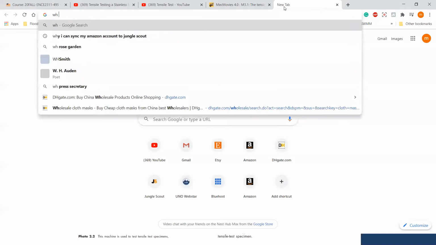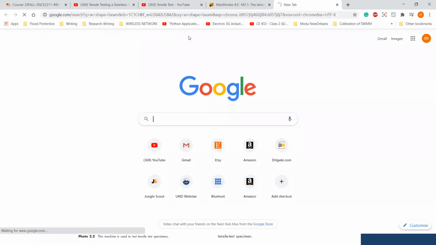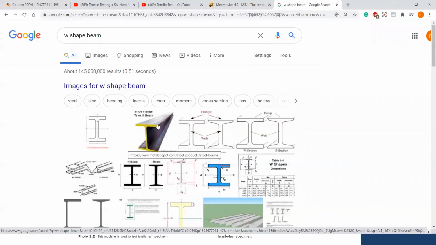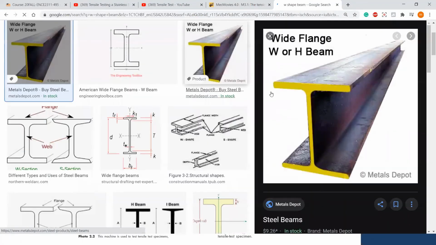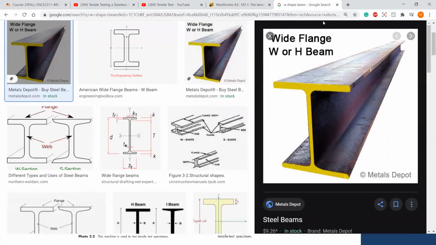This is a W shape beam. These are big. You cannot buckle it or cut it into shape in the field. I mean, you can, but it's a lengthy process. If you look at the depth, it is not feasible.